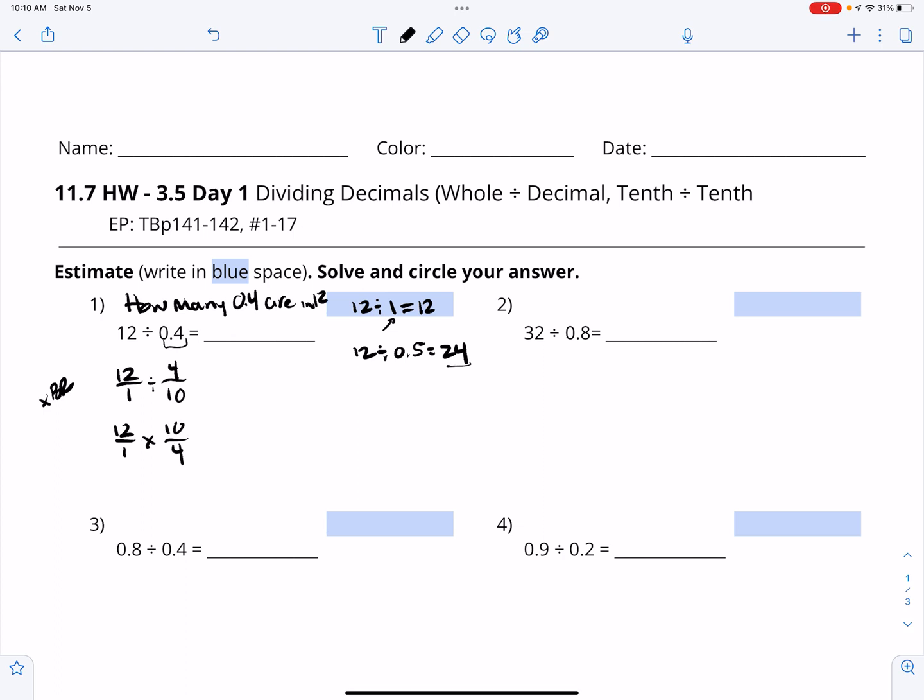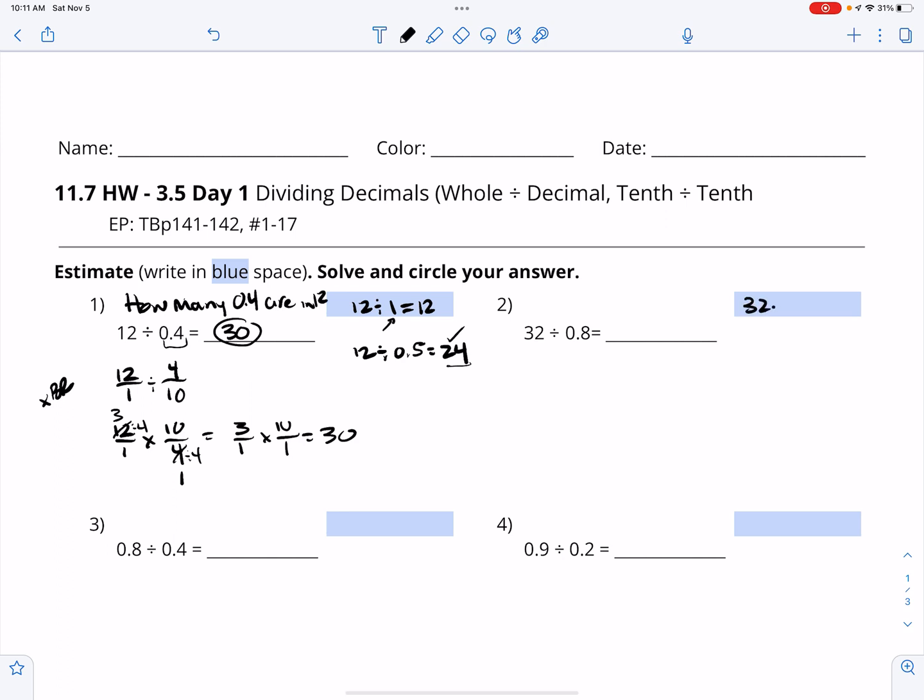Before I multiply, I'm going to simplify. I know I can divide this by 4 and get 1. 12 can be divided by 4, and that can get me 3. So I'm going to rewrite this: 3 over 1 times 10 over 1 as well. And that is going to equal 30. So looking at my reasonability up here, that seems to be quite reasonable, that there are 30 4/10ths in 12. Moving over here to question number 2, 32 divided by 8/10ths.